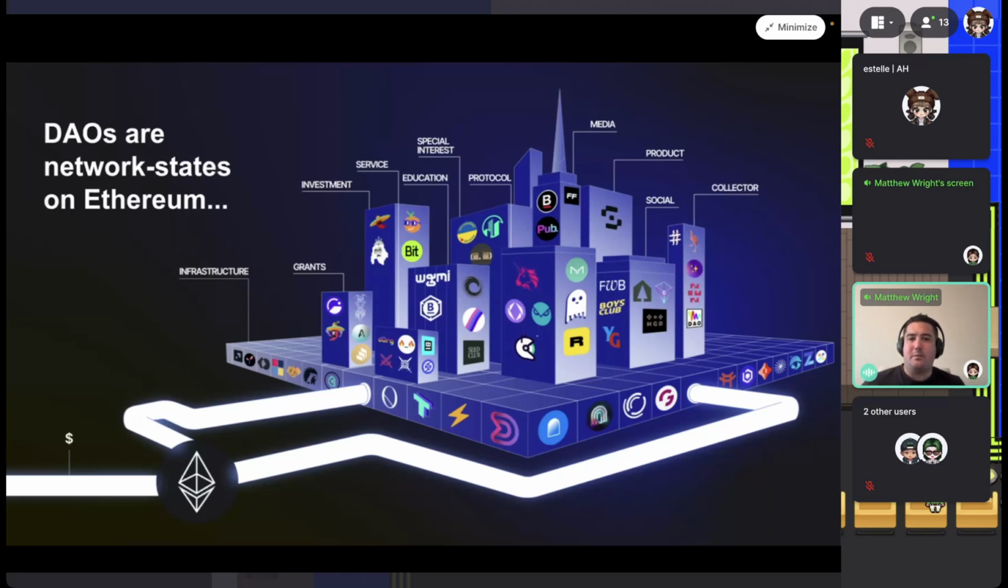And these are some of the more popular ones we're close with. These are network states on Ethereum. These are digital countries that have their own culture, their own identity, their own way of allocating resources. The tools that support these groups are down here as the infrastructure. And that's what we're calling the infrastructure stack.